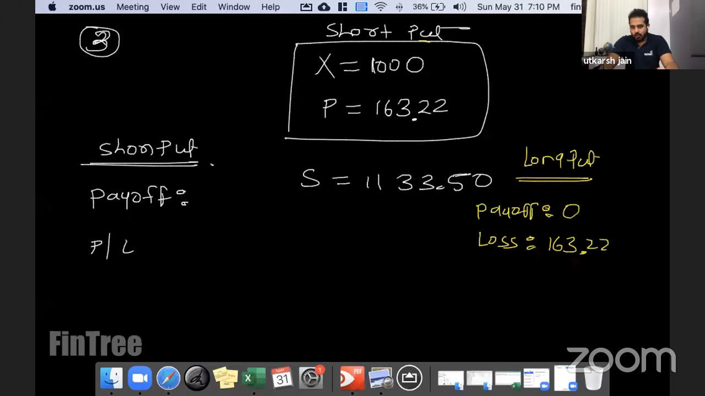So payoff is 0, loss is 163.22. And then you say, okay, if that is the case, then short put payoff is going to be 0 and it is going to be a profit, right? It's going to be a profit to the short put, and the amount of profit is going to be equal to the premium of 163.22. Now, how many of you got this right? Can you raise your hands, please? How many of you got the answer right?